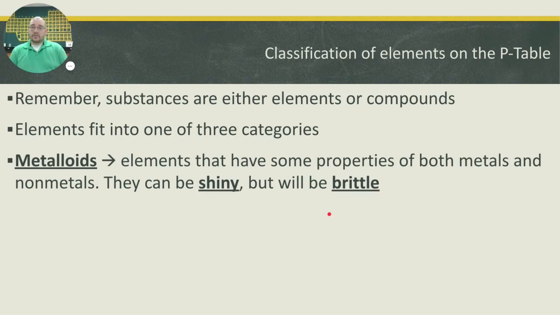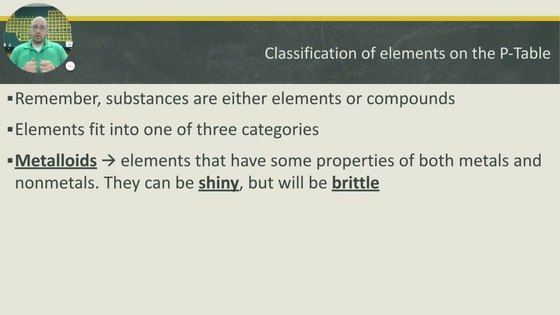Then you have metalloids. These are the in-betweeners. They're not quite metals. They're not quite nonmetals. All right. They have some properties of both metals and nonmetals. They can be shiny, but they are also brittle. So a shiny metalloid is going to be shiny but brittle. It'll look like a metal, but when you hit it with something, it'll break really easily. Silicon is an example of that, what we make computer chips out of.